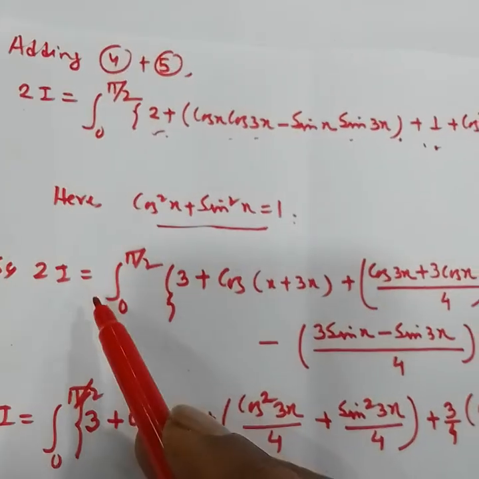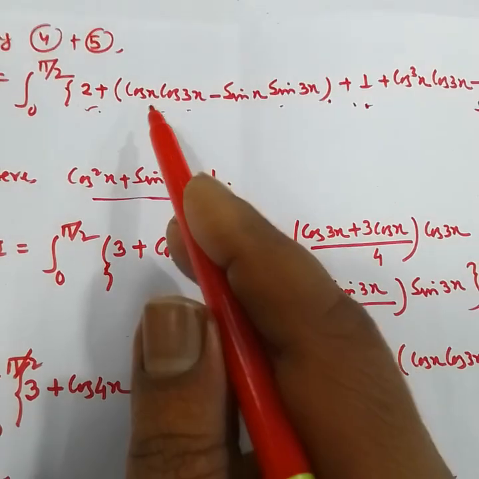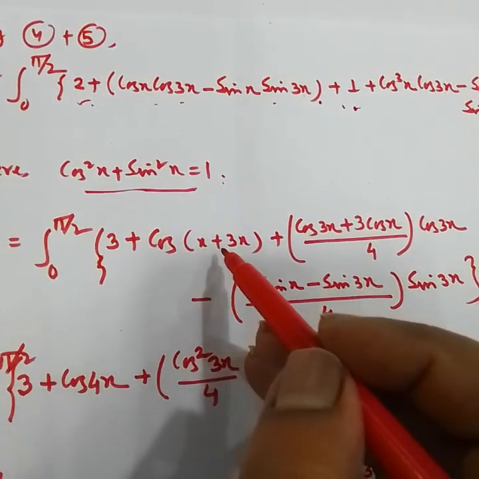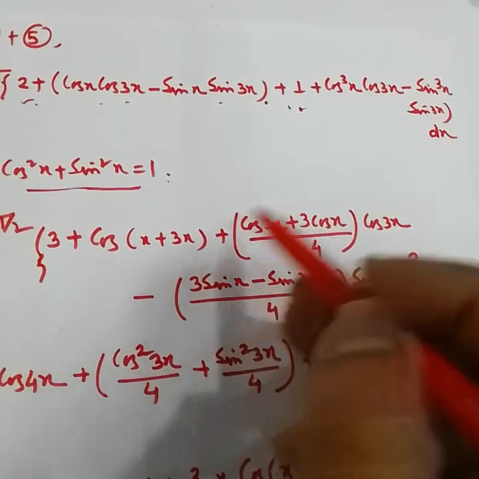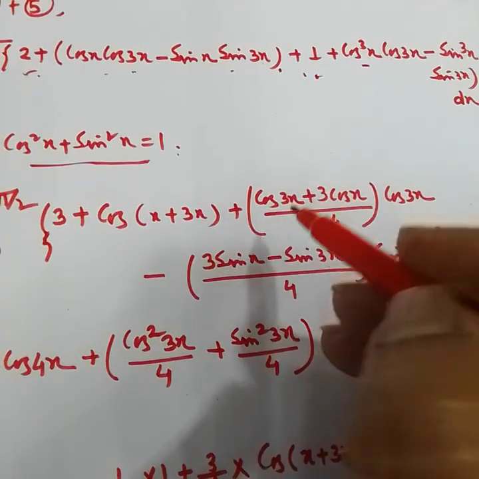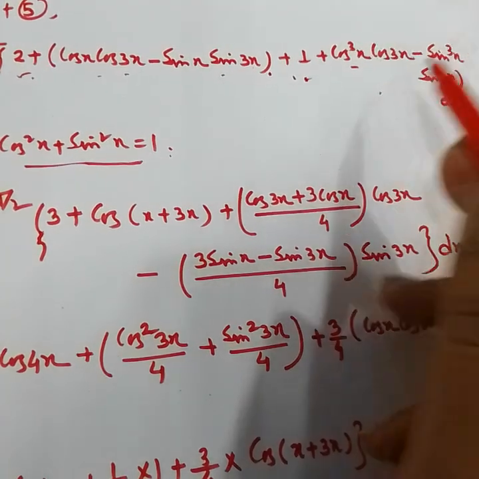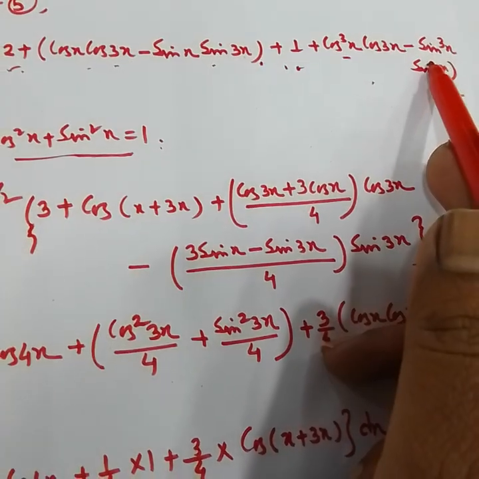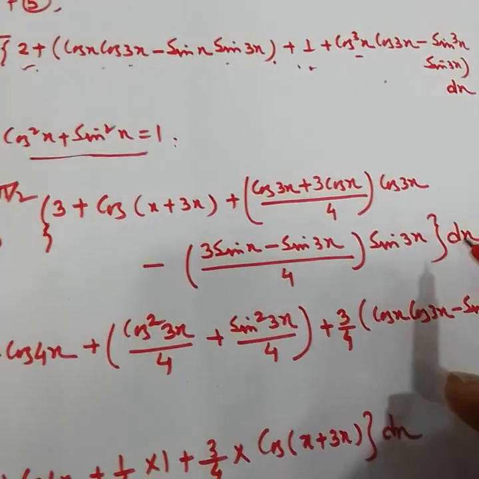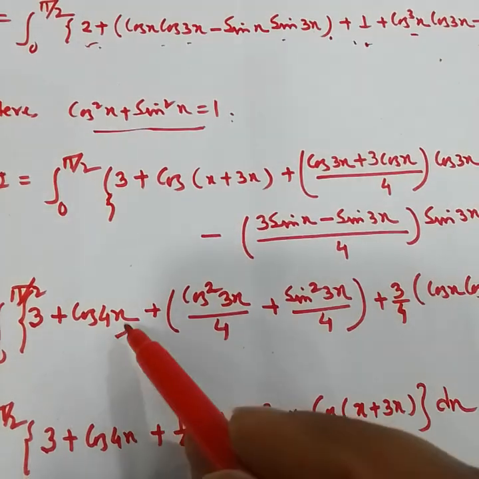Then twice I equals the integral from 0 to pi by 2 of 2 plus 1 makes 3. And this is cos a cos b minus sin a sin b, which makes cos of x plus 3x. Plus here I have put the value of cos cube x. The formula of cos cube x equals (cos 3x plus 3 cos x) by 4 into cos 3x, and the formula of sin cube x equals (3 sin x minus sin 3x) by 4 into sin 3x dx. Then cos of x plus 3x becomes cos 4x.